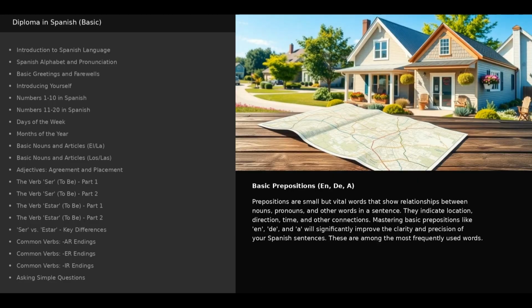Basic prepositions: en, de, a. Prepositions are small but vital words that show relationships between nouns, pronouns, and other words in a sentence. They indicate location, direction, time, and other connections. Mastering basic prepositions like en, de, and a will significantly improve the clarity and precision of your Spanish sentences. These are among the most frequently used words.